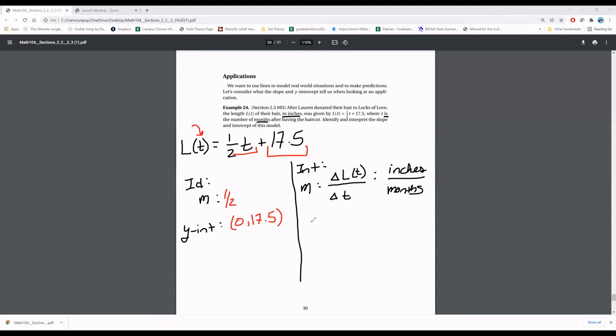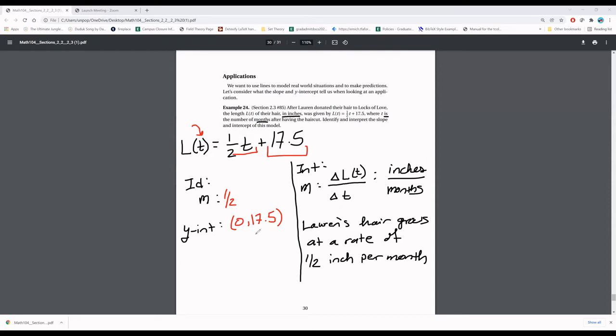How do I interpret this? This is how quickly, rate of change, how quickly Lauren's hair grows. It grows at a rate. Slope is a rate of change of what? Well, 1/2. 1/2 inch per month. That's how I would interpret the slope as a rate of change. I'm going to go looking for units and use those units to tell me what's going on.